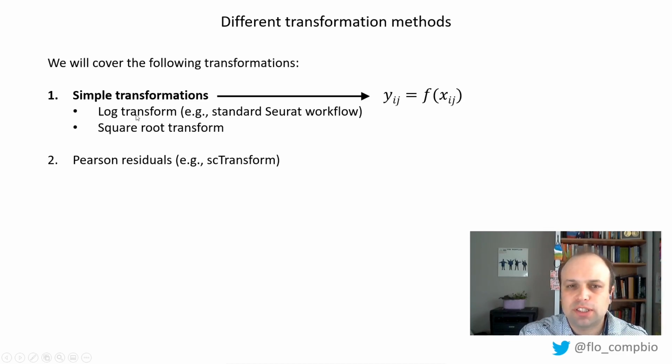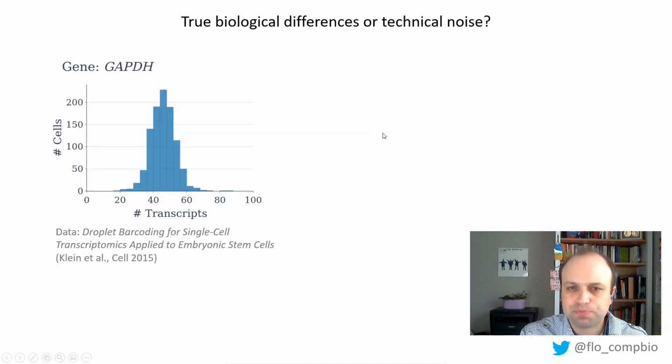So we're gonna, like I said, talk about these two different transforms. But in order to understand what's different about them and why you might want to choose one over the other, it helps to understand a little bit more about the noise characteristics of single-cell RNA-seq data.